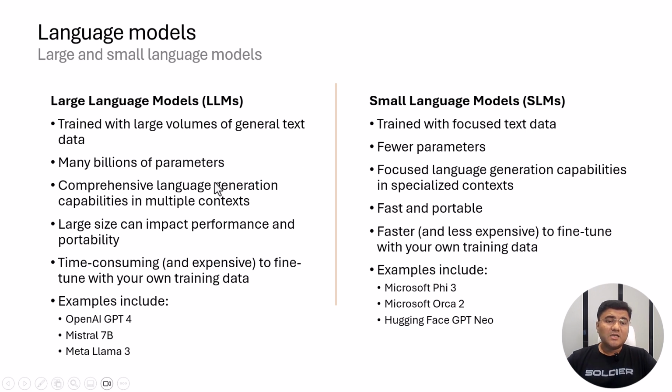On the other hand, large language models have comprehensive language generation capabilities and are going to be focusing on multiple contexts as well. Both come with pros and cons. So maybe you are going to go with a large language model, but there are some issues with that. Because of the large size, it can impact performance and portability. Even when you want to do fine tuning with a large language model, it is going to be an expensive thing because it's going to take a lot of time. Large language model fine tuning can take a few hours, even sometimes a few days.